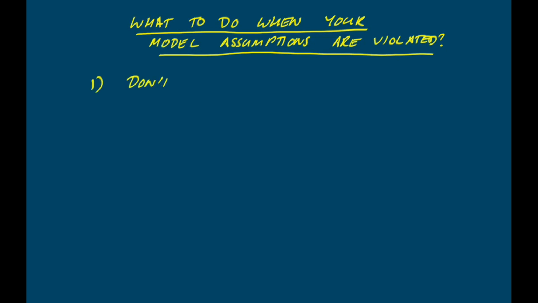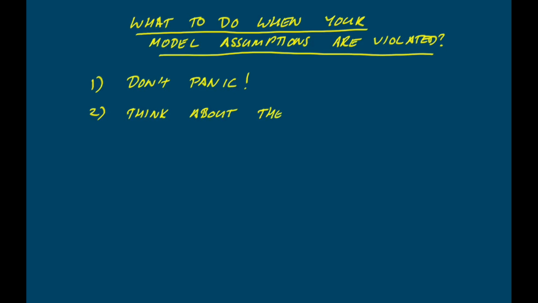Well, the first thing to do is not to panic. Don't panic. Linear models are actually surprisingly resilient to deviations from these assumptions, particularly if you have decent sample sizes, and particularly if your design is what we call balanced. So if all your treatment groups have got reasonable sample sizes, then the linear model is actually able to take quite a lot of deviation from these assumptions and still give you essentially correct answers. So first of all, don't panic.